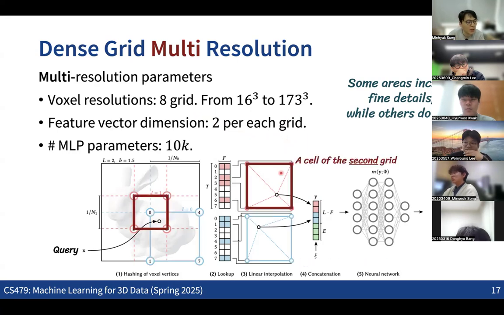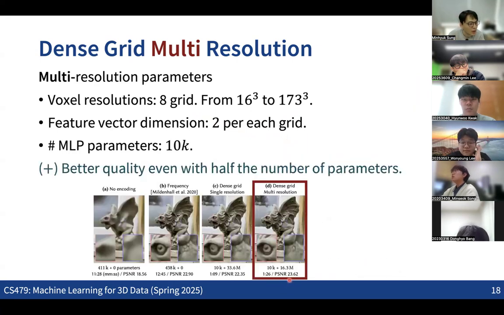In this way, we can still get very good quality outputs while reducing the number of parameters by having coarser grids as well. So this is a way to balance the computation time and the memory by having latent features and also the multi-grid.